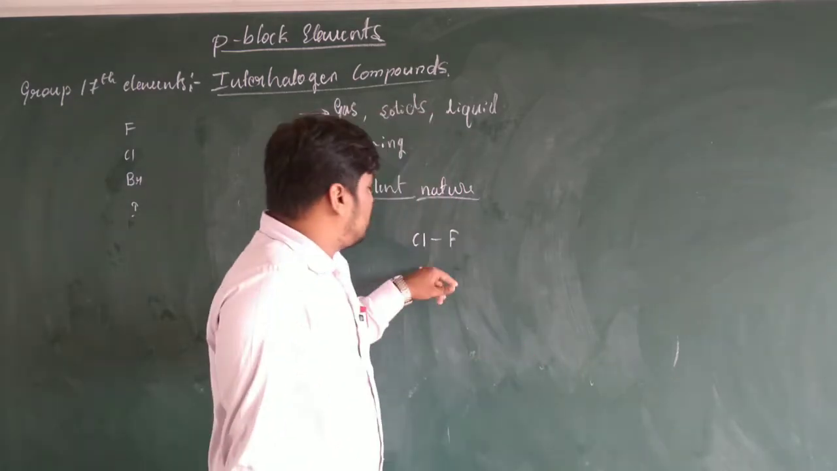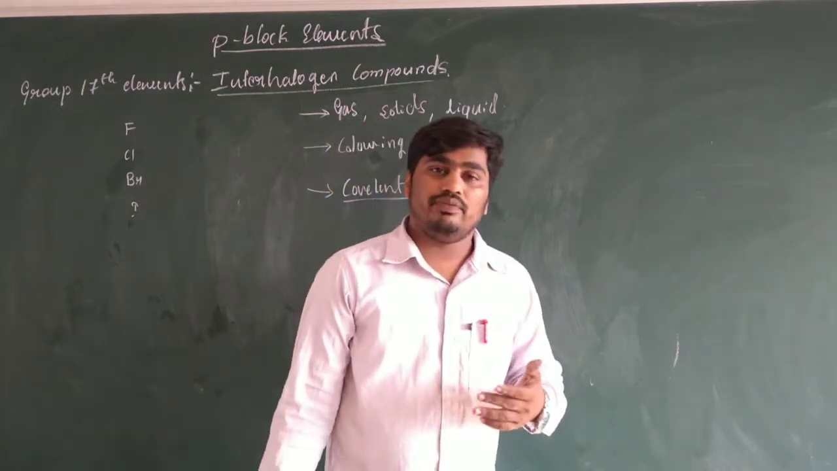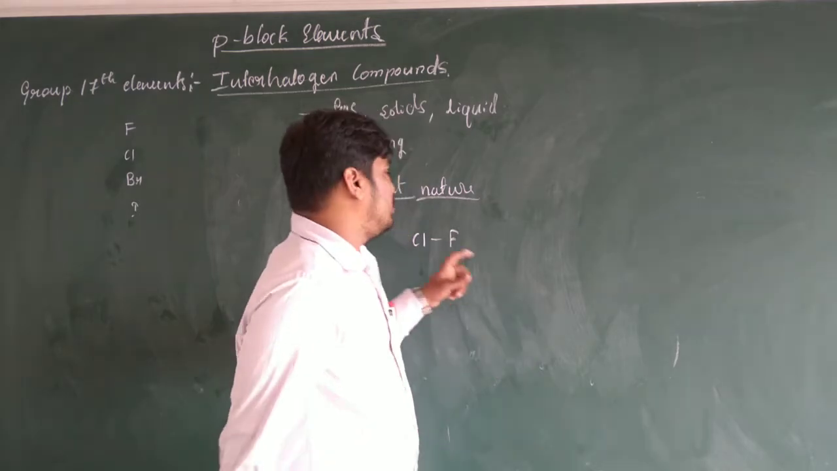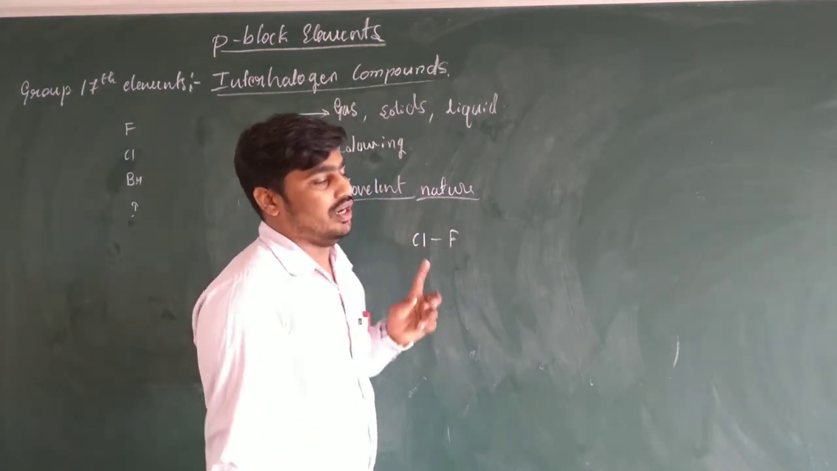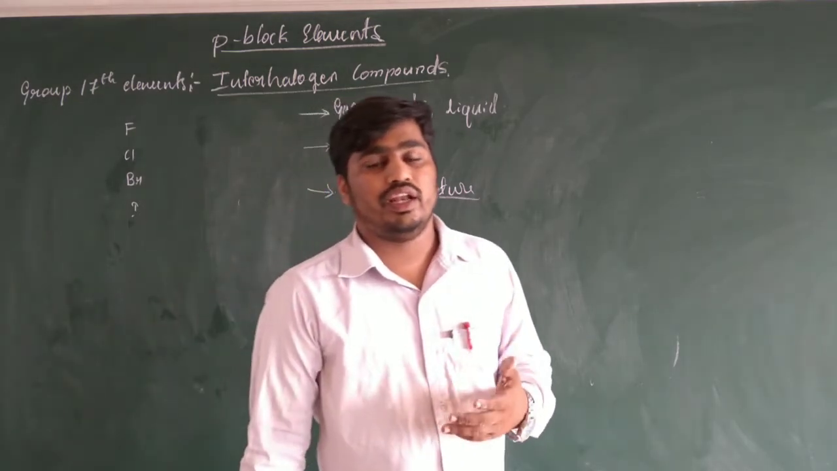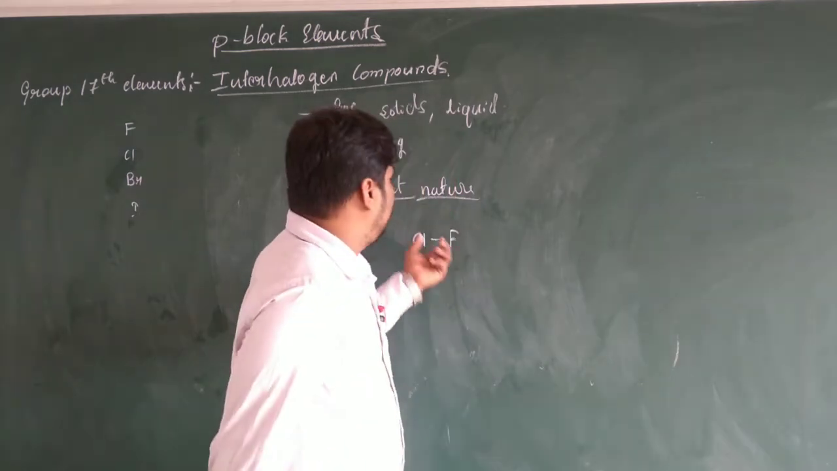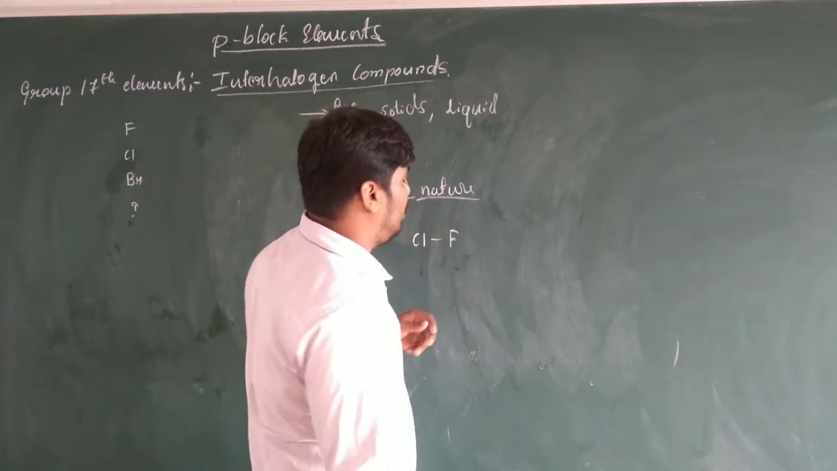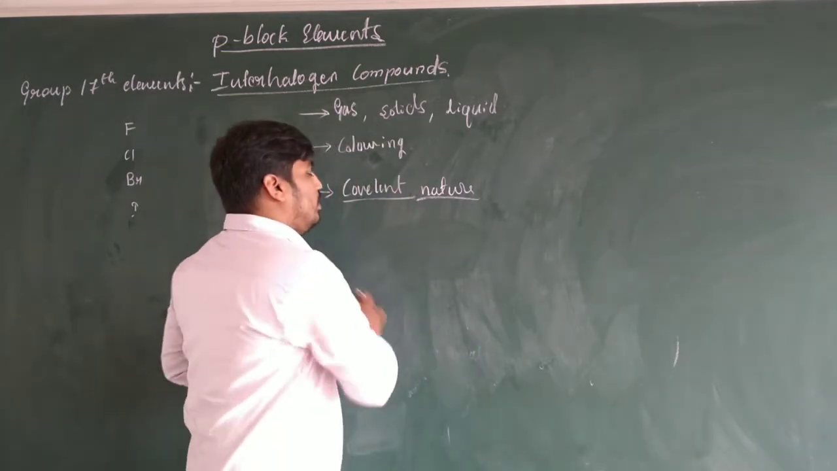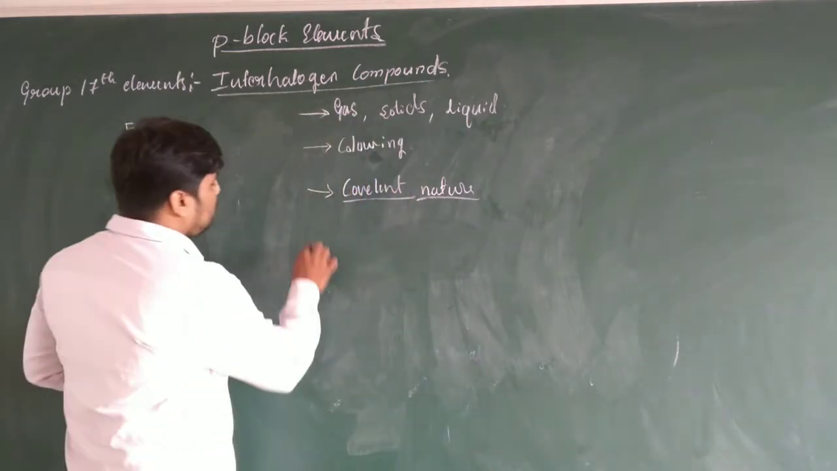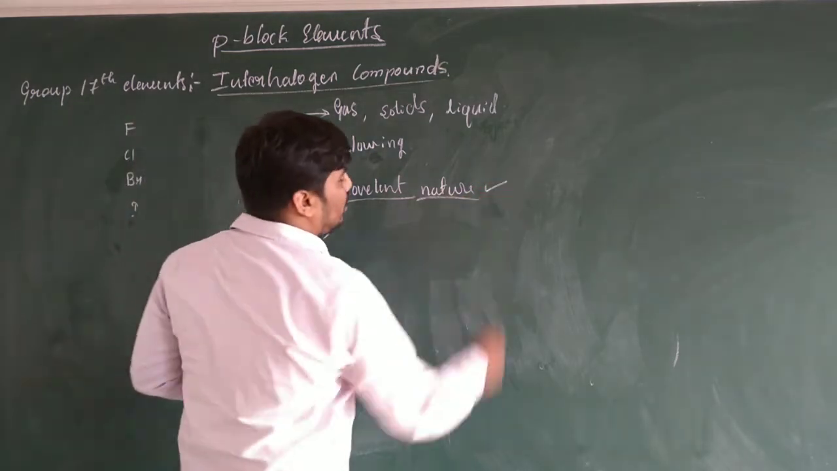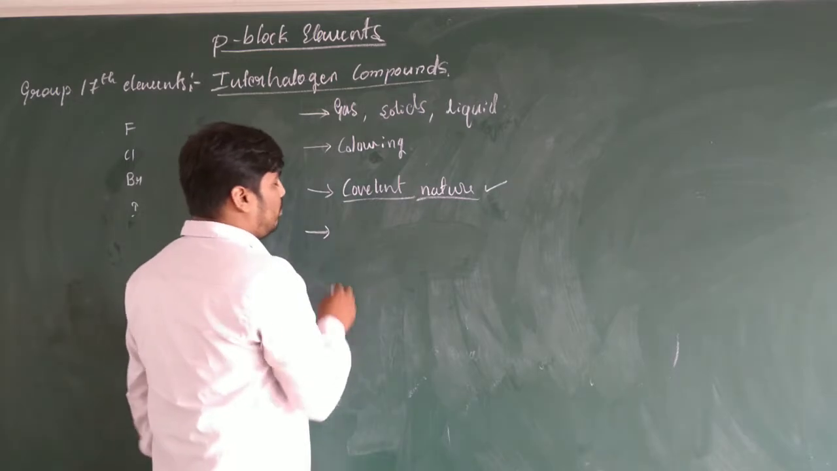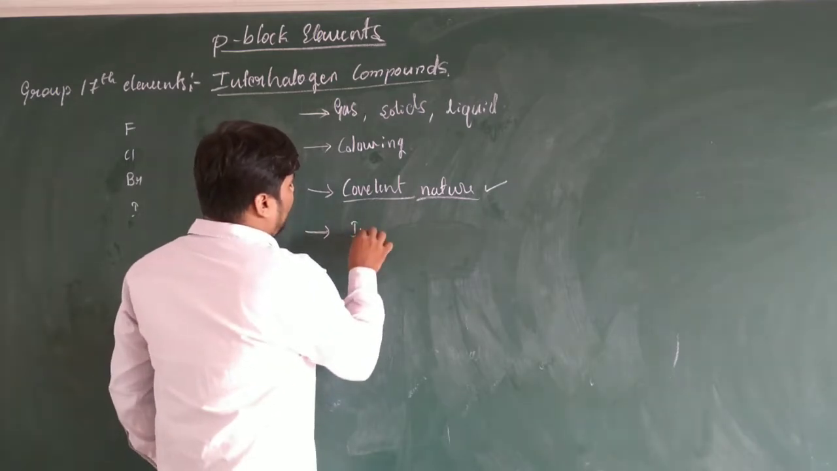And in this case, the electronegativity difference is small, because of that they are covalent in nature. Electron sharing takes place. The bond between chlorine and fluorine is because of the sharing of electrons. Next, this one is important: they are covalent in nature. Next, another very important property of interhalogen compounds.